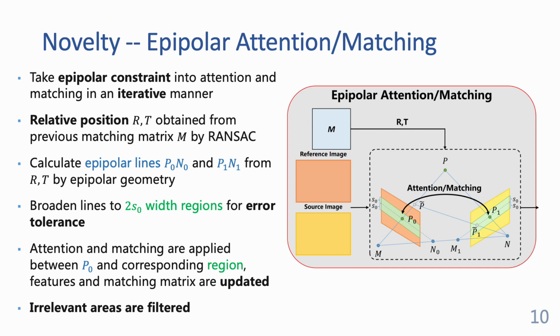Because relative position is not accurate in the iterative process, the correct matching point may not lie on the line. After that, attention and matching are applied between P0 and the corresponding epipolar region. Features and matching matrix are updated. In this module, irrelevant areas are filtered in the attention and matching process by utilizing the epipolar constraint.